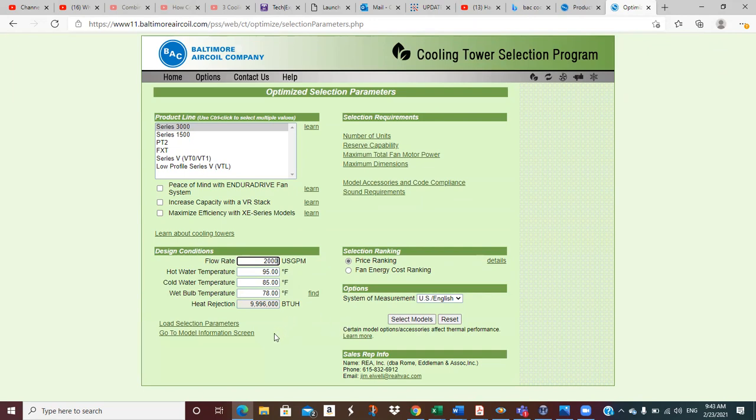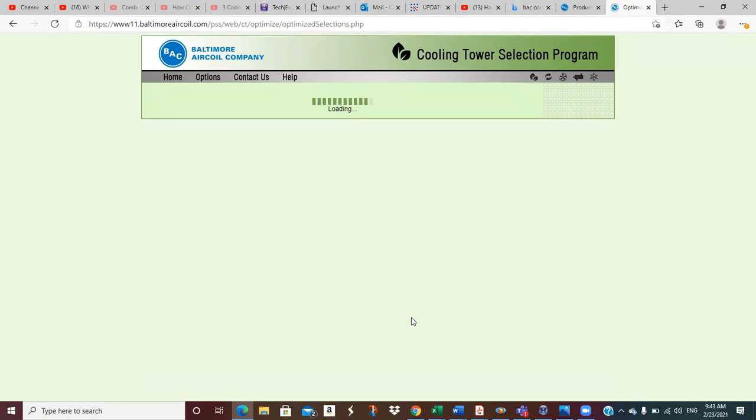And that's pretty much it. You can click on some of this, load selection parameters, that sort of thing. But let's go ahead and select. Maybe. There we go.